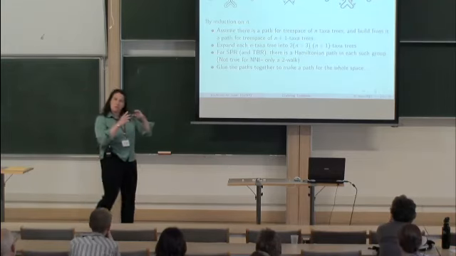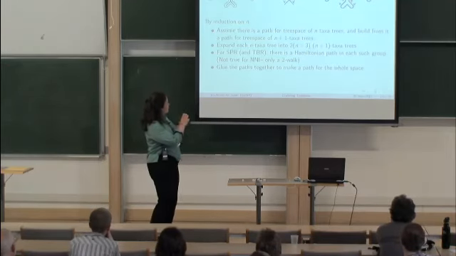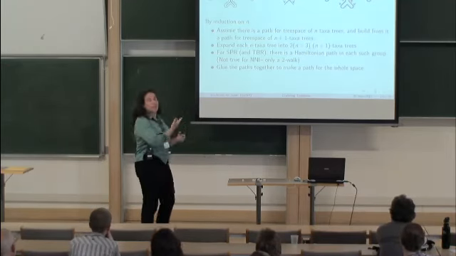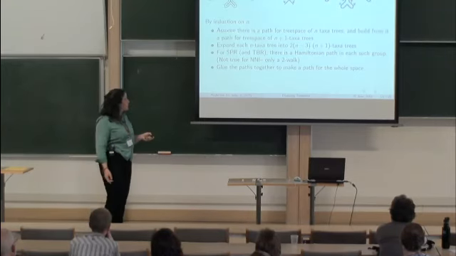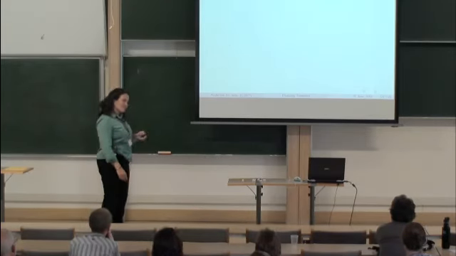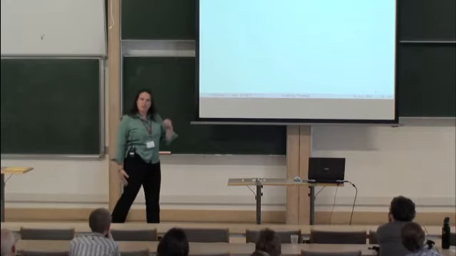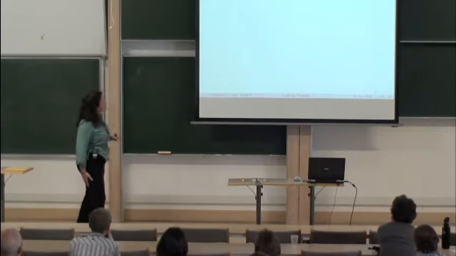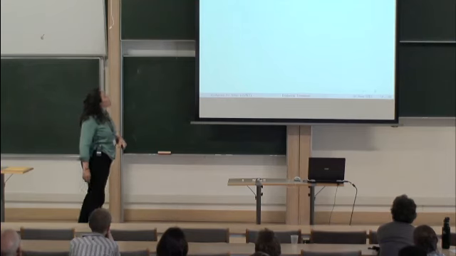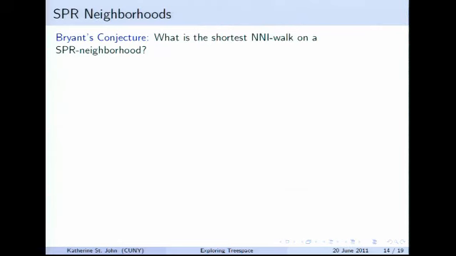So what do you do after you've done this for every single cluster of trees? Then you glue them together with the path you had from before, and that gives you your Hamiltonian path. So that was the first part of Bryant's conjecture. The second part of Bryant's conjecture, and as I said, it's still open, we just made some progress: what is the shortest NNI walk on an SPR neighborhood?